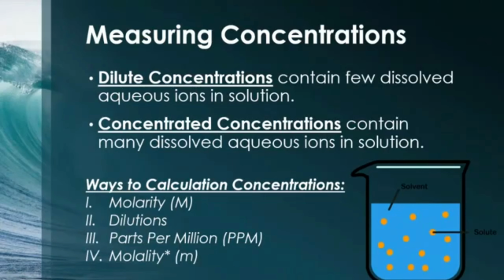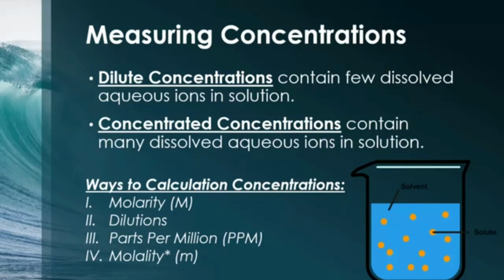When measuring concentration qualitatively, we can use the words dilute or concentrated. A dilute solution has a comparatively small amount of solute, meaning it has a low amount of dissolved aqueous ions in solution. A concentrated solution is the reverse. It has lots of solute or many dissolved ions in solution. Since qualitative descriptions can be relative, it is best to use quantitative descriptions.